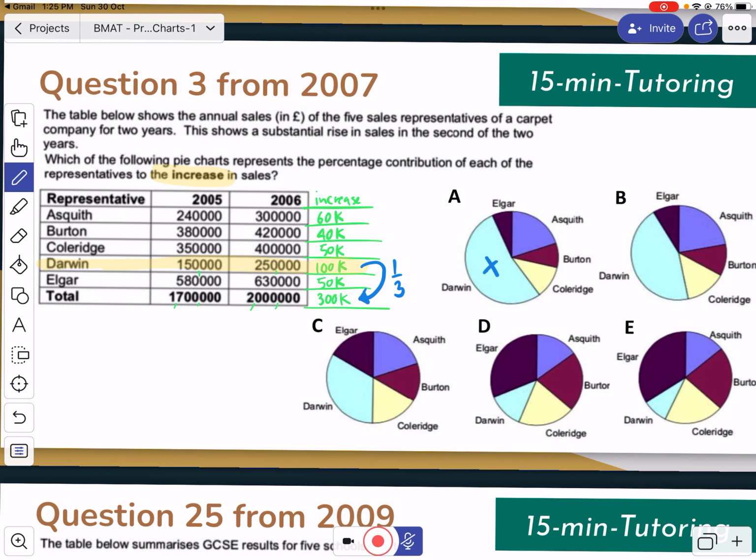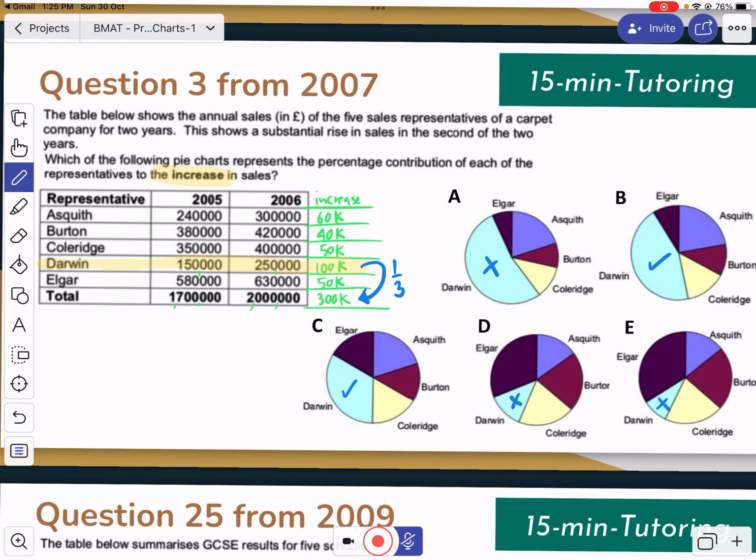Well, A is not correct. Although Darwin is the largest, it's not 1/3. B is okay. We keep it. Although it's hard to see whether or not it's 1/3, just keep it. C, it kind of works as well, so we keep it. D, Darwin is here, not the largest. E as well. So now we have B and C left.